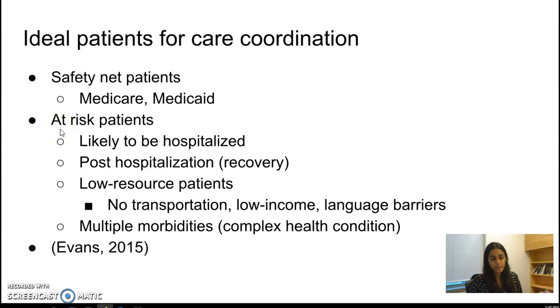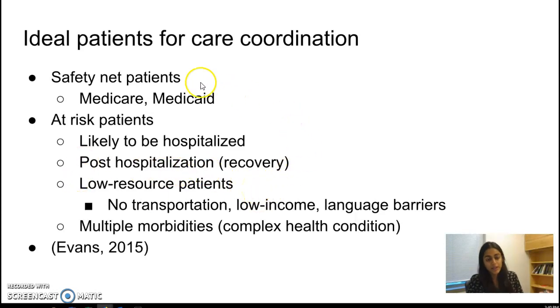And at-risk patients likely to be hospitalized. So maybe they're not a safety net patient, maybe they don't have insurance, but these patients need to avoid hospitalization or going back after being released from hospitalization, and their care coordinator needs to make sure that they have a plan in place to recover rather than being readmitted. And then low resource patients.